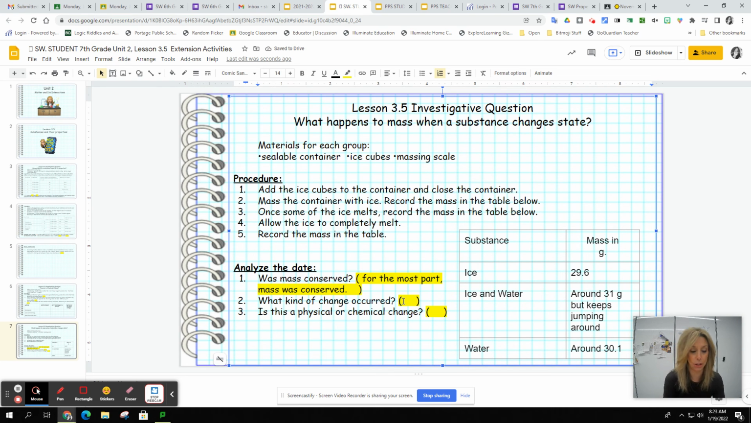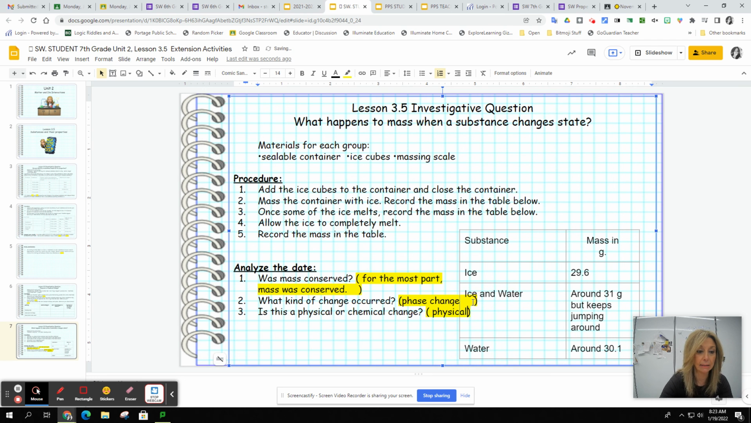Okay, how about what kind of change occurred? This is a phase change. Is this a physical or a chemical change? It's still H2O, just in a liquid form. I did not add any other substance to this, and it didn't make a new substance. It just turned to a liquid form, okay? So this would be a physical change. All right.